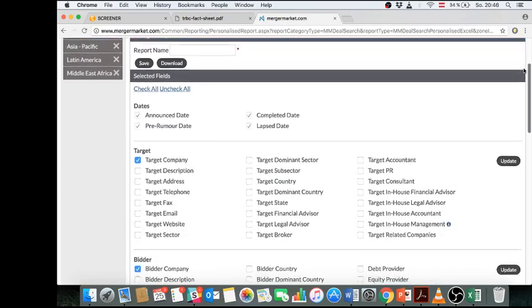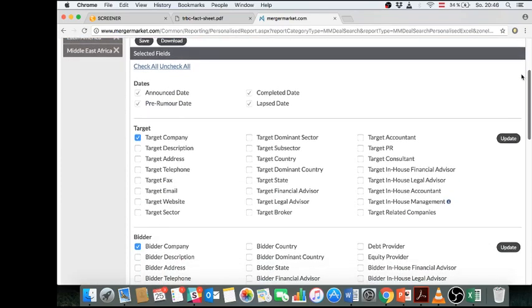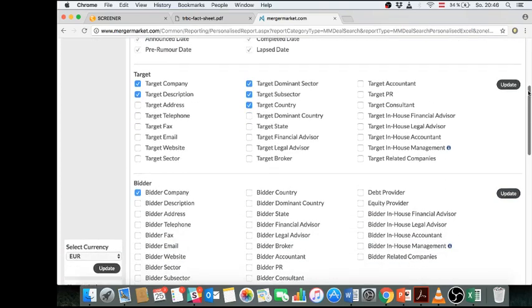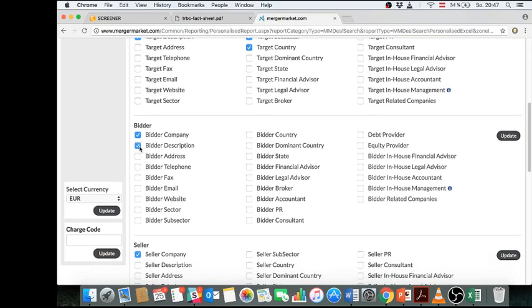You can select exactly what you want to have displayed by downloading the Excel sheet. So here you can select the target company's name, the description of the target company, the dominant sector and the subsector it is operating in, and the country where it is located, the headquarter. Same thing with the bidder and the seller.